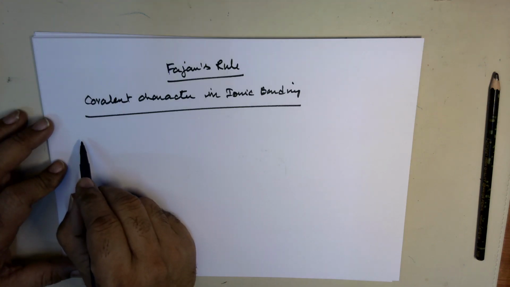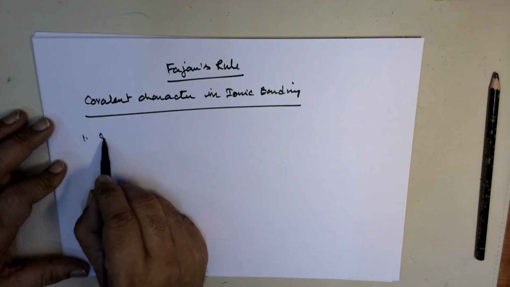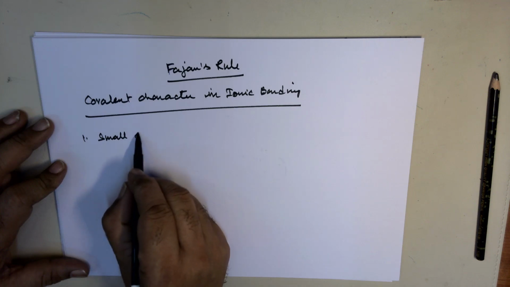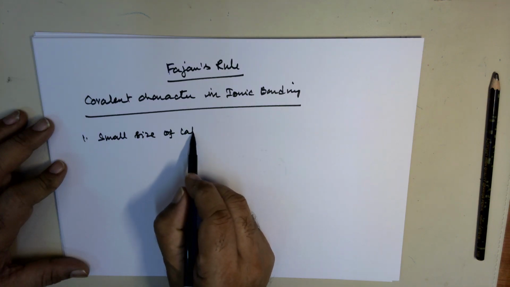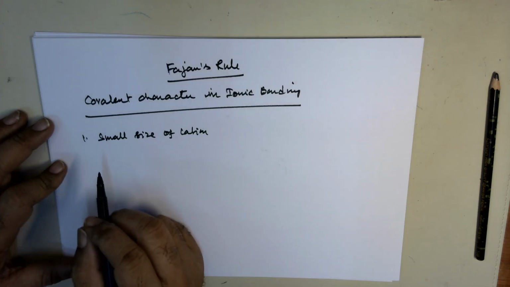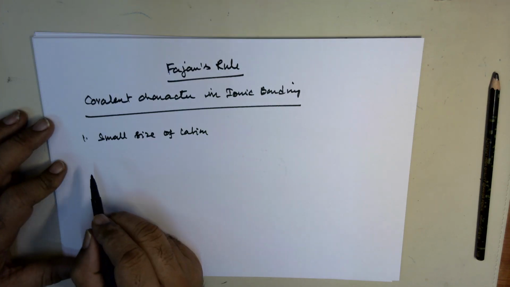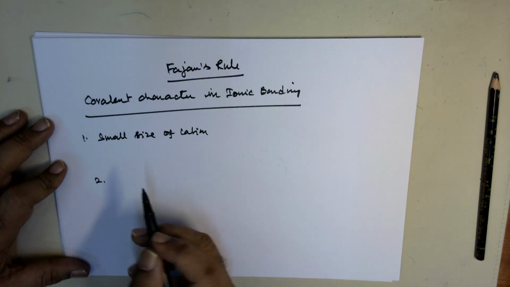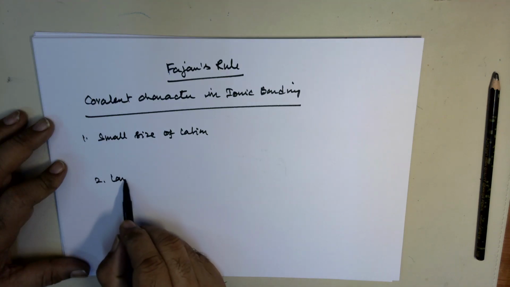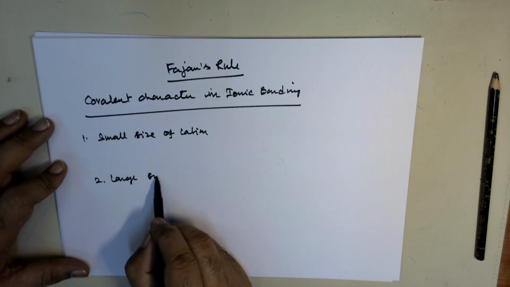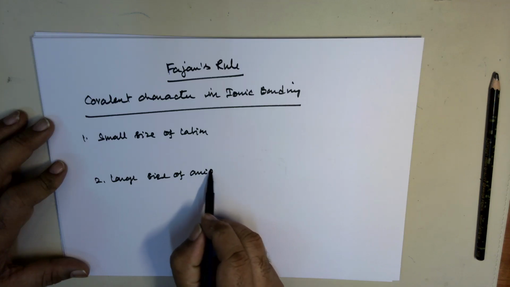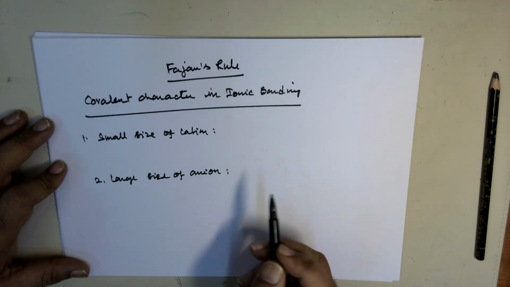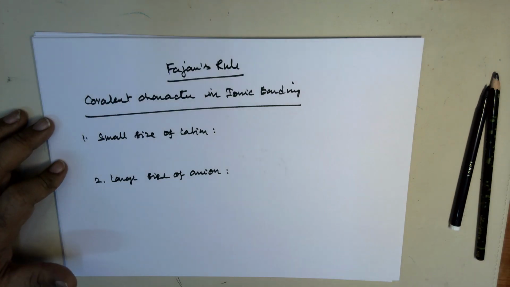According to this rule, small size of cation, that is rule number one. And the second rule is large size of anion. Now let us discuss this.